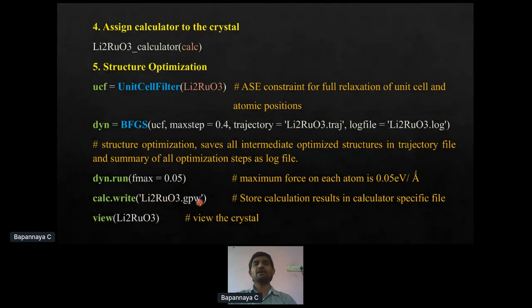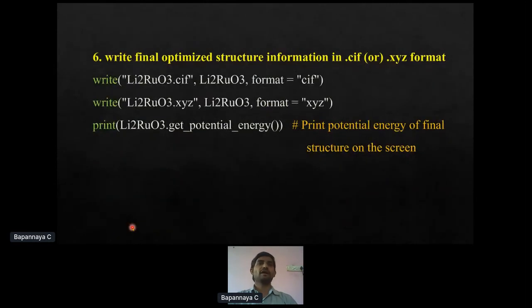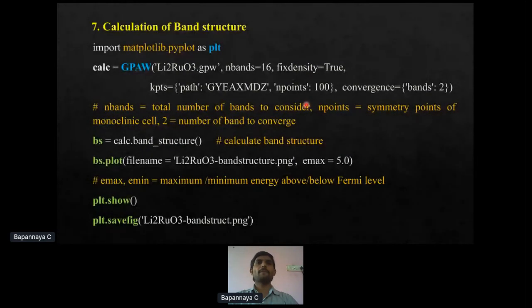You can store it in several different files, but a calculator specific file is more advantageous. So the GPW extension file will be more advantageous, and we can view the crystal by the simple command view. And the optimized crystal structure information can be stored in different formats: CIF, XYZ, or cube file, whatever it may be. And then the band structure can be calculated and plotted by using simple Python commands.